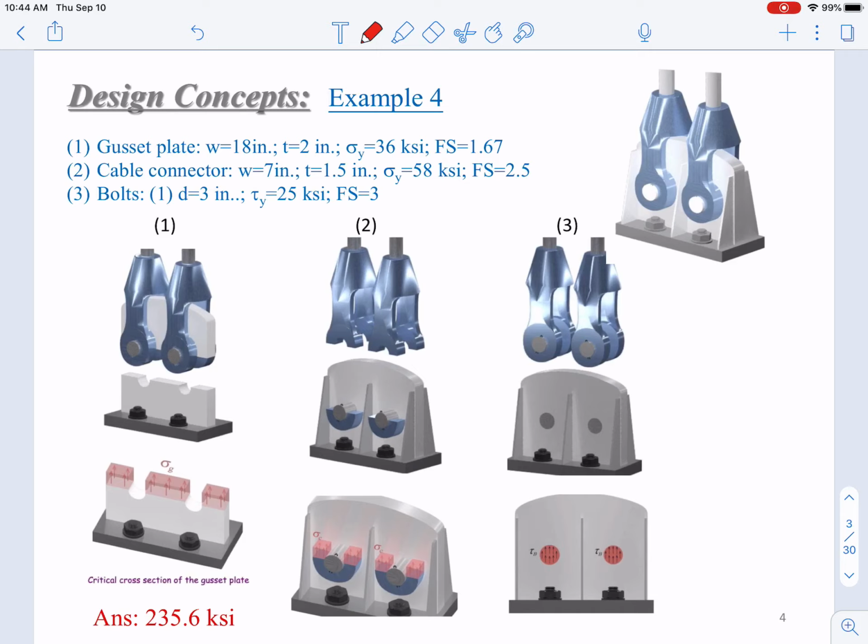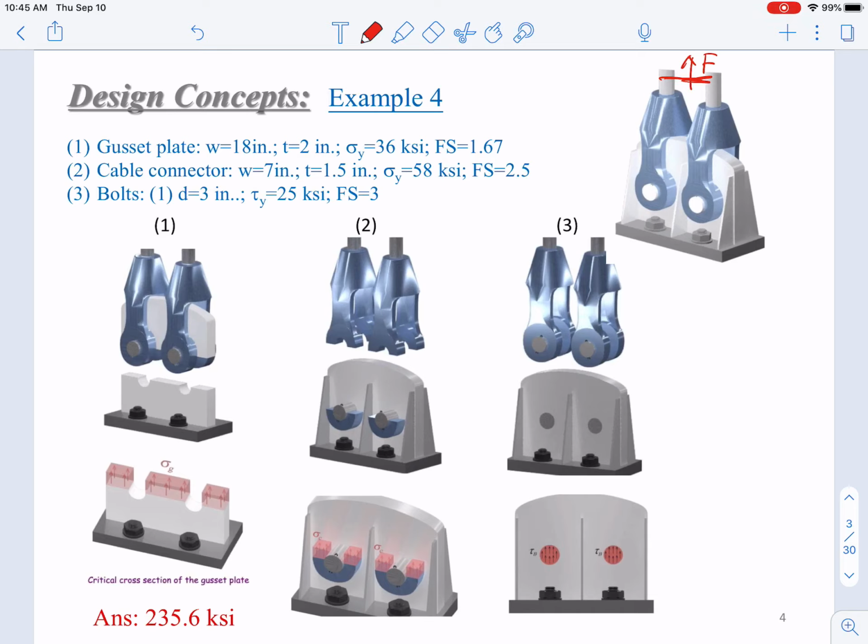The critical part of this example is to analyze the 3 parts one by one and find out, based on the given conditions, what are the maximum loads that you can apply to this connection. Of course, we assume that the force is applied here. Let's call it F, then it will be stretched. Then different parts of this connection will be loaded, and you can see what kind of stresses can be generated in each part of it.